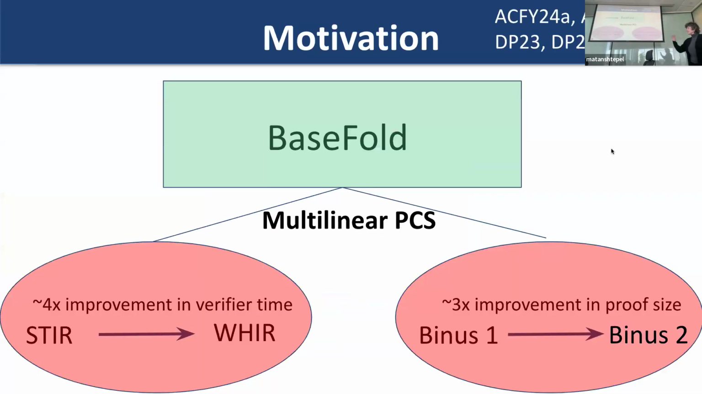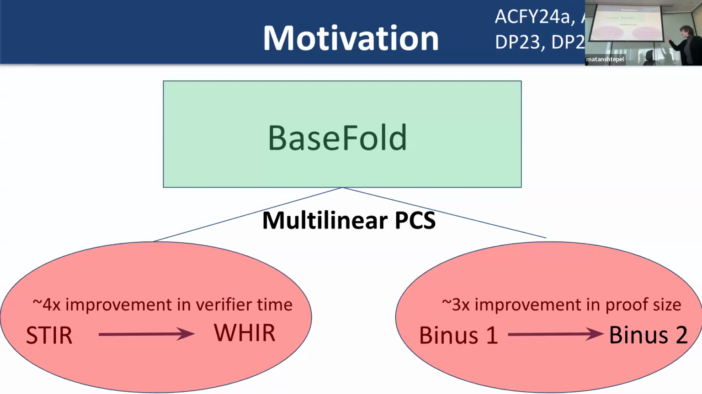Okay, and there has even been follow-up work since BaseFold was published. Because it was ported to multilinear polynomials, for example, STIR is an efficient univariate IOP that managed to reduce the communication complexity. And it was able to get approximately 4x improvement in verifier time by using BaseFold to switch to multilinears. And I think it's primarily because they got rid of quotients.